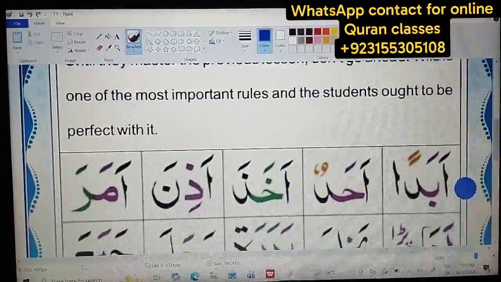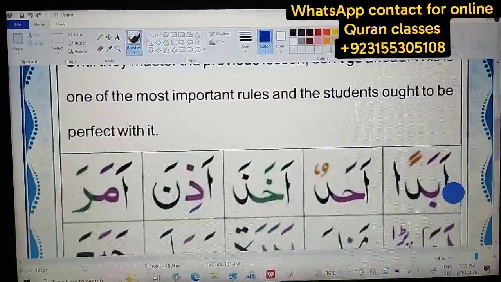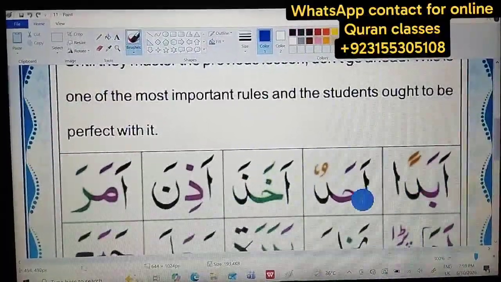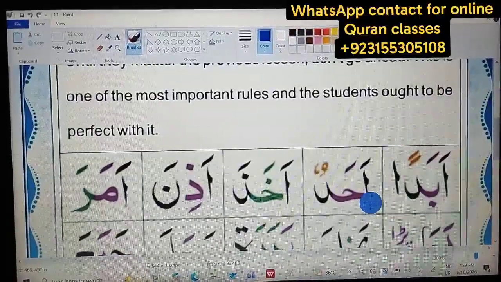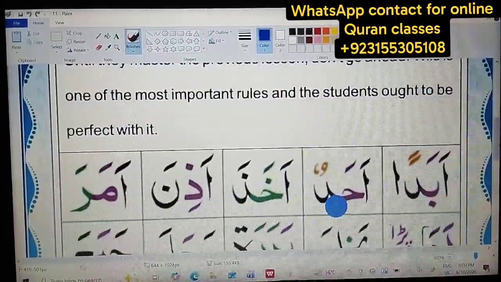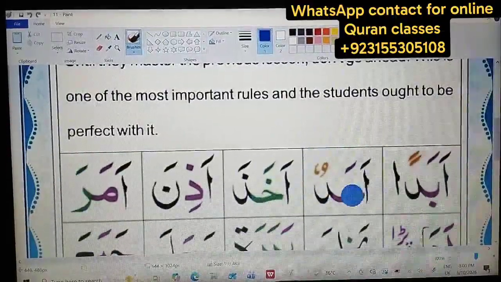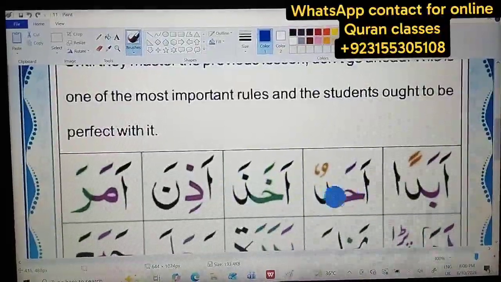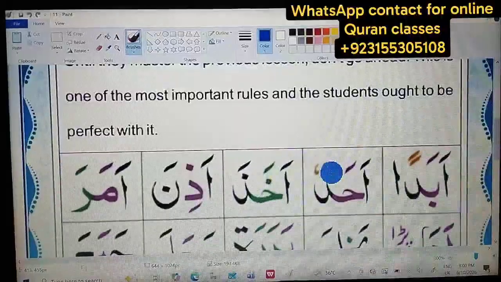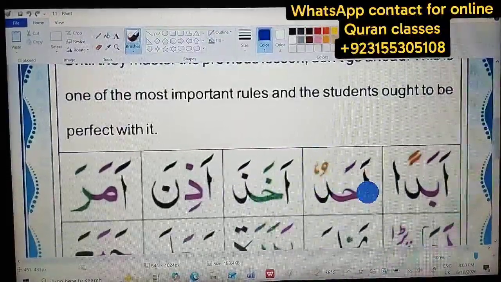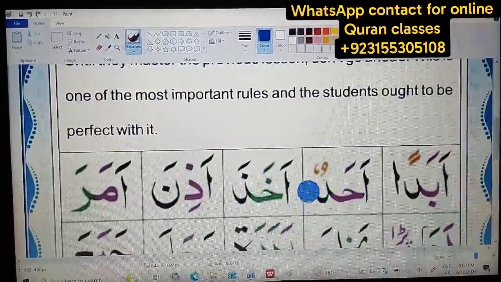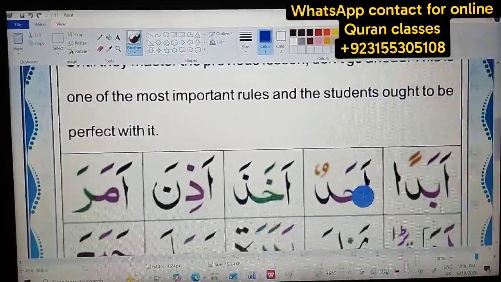Abadan. Waqf, abada. Next is hamza, fatha, a; ha, fatha, ha; a, ha, two letters. The third one is dal. Dal, double damma, dun: ahadun. Waqf, ahad. If we stop on that word, we read it ahad.